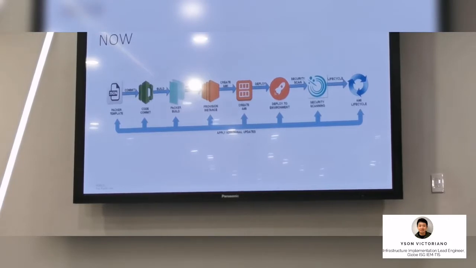So after that, AMI lifecycle, as we're retaining the AMI for at least a month, and then we have to build it all over again. So we don't need to go through the manual process, because what you have to do is to build again the Packer template.